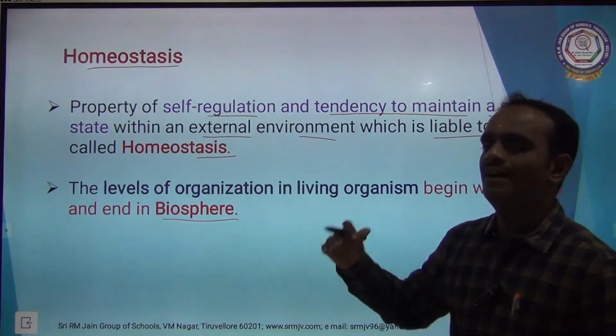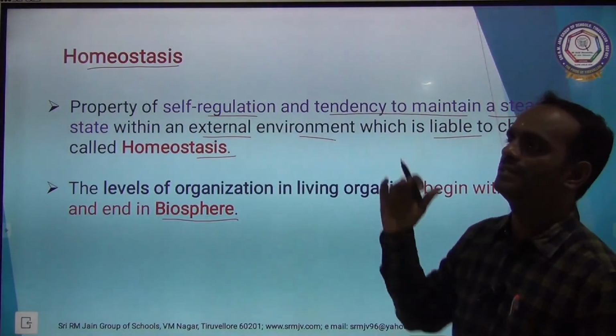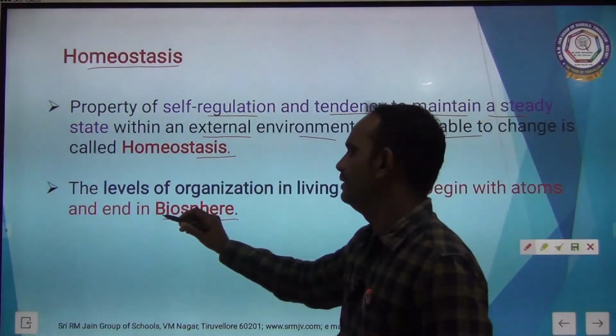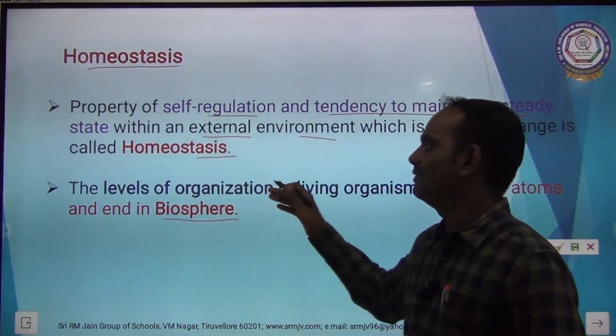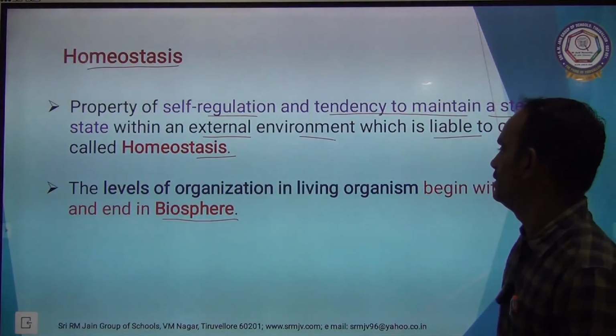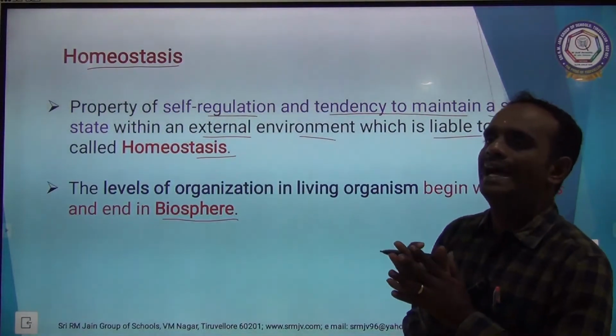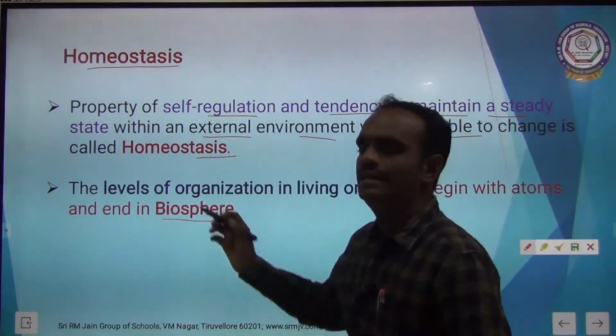and ends in the biosphere. They have so many different levels: atom, molecule, etc. It ends in the biosphere. So these are the levels of organization in living organisms, starting from the small, minute atom and ending in the biosphere.